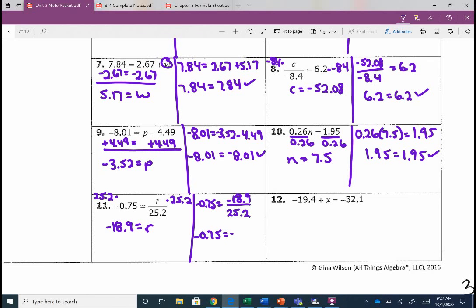Number 12, we have negative 19.4 that we need to move away from the x, so the inverse of a negative is a positive. So we have x equals negative 32.1 plus 19.4, we have negative 12.7. We put it in and check, negative 19.4 plus negative 12.7. Do we get negative 32.1? Put that in the calculator, and yes, we do.